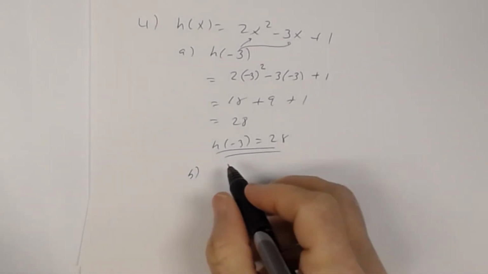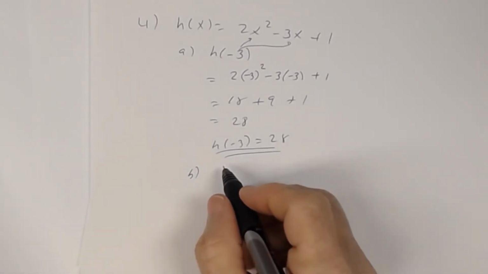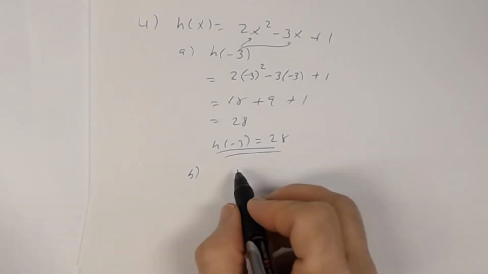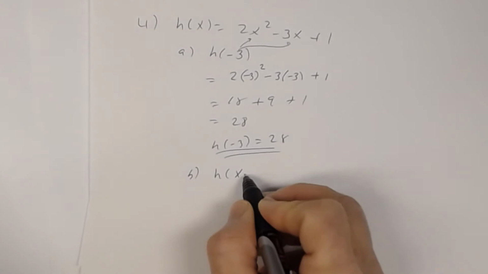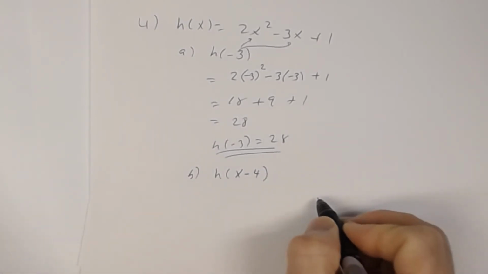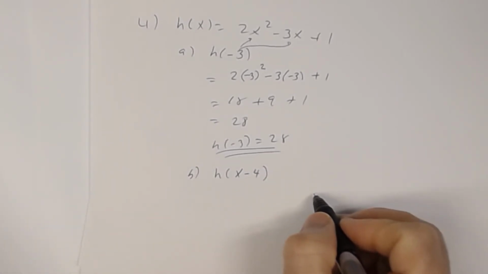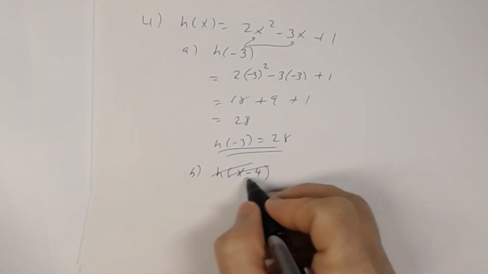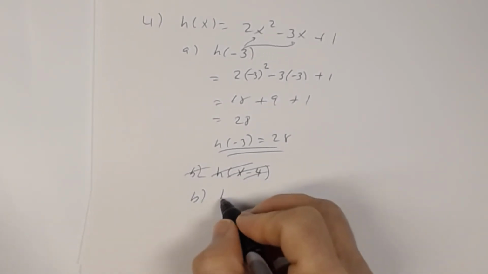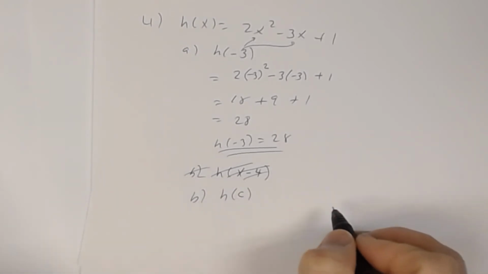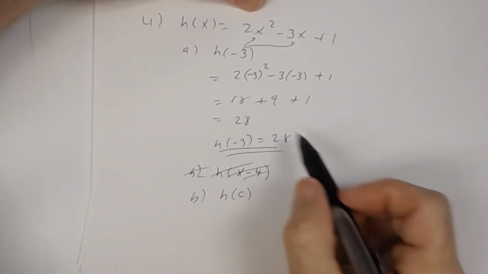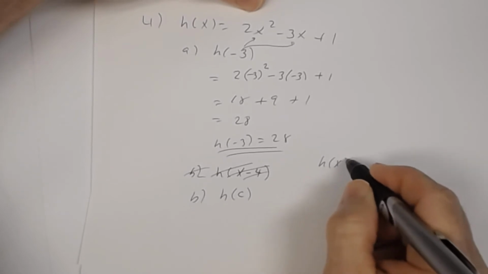B, all right, now listen carefully to this. This is where it's going to start getting a little bit more hairy. Suppose I want to find h of x minus 4. Actually, before I do that, let's make it simple. Let's suppose I want to find h of c. Just like we did before, where we see the variable x, this is our function.